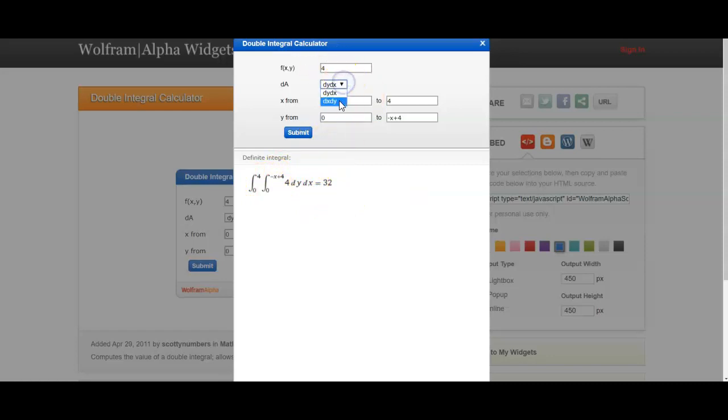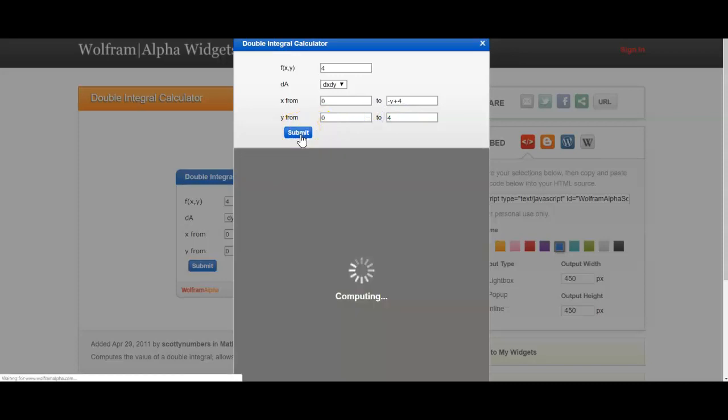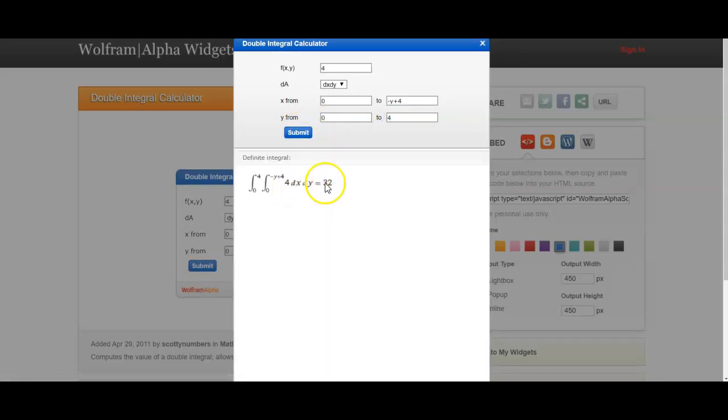Now if I wanted to change this to dx dy, I would also have to change my boundaries, because now x is not going from 0 to 4, it's going from 0 to negative y plus 4, and y goes from 0 to 4. So we'll enter 4 in there and press submit, and if we've done everything correctly, we should get exactly the same answer we got before, which is 32. And you can see just by checking the integral that everything worked out and that everything looks the way we wanted it to.